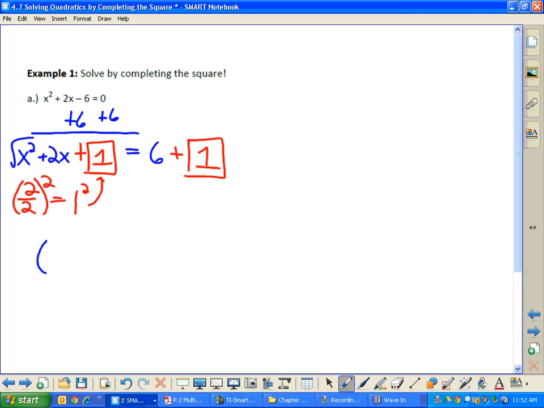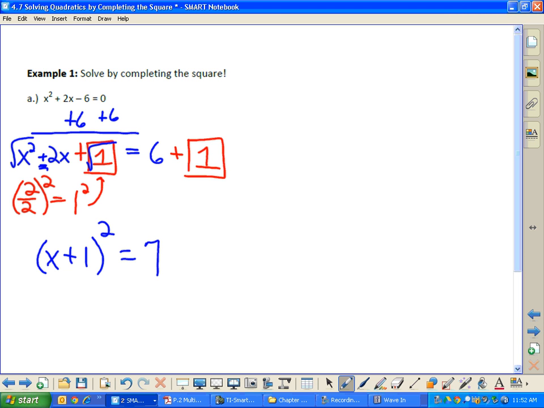So I square root the first part, square root the last part. Notice that that's a plus. So this is x plus 1 times x plus 1, or in this case we write it as x plus 1 squared. Also in step 4, you have to simplify the right side of that equal sign. 6 plus 1 is 7.